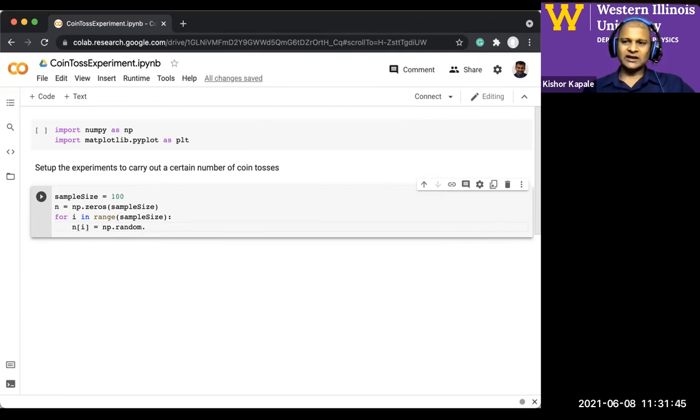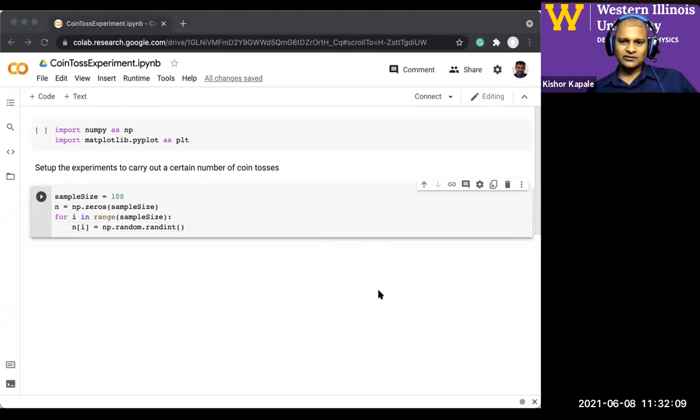And we want to generate a head or tail, right? So these are two possibilities. Let's call head 0, tail 1. So you basically need to create a random number that's either 0 or 1, as simple as that. That is done by using a random integer, randint, that's the function for that. And we want the random integer to be between 0 and 1, right?